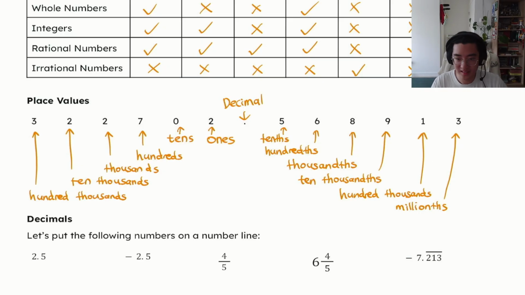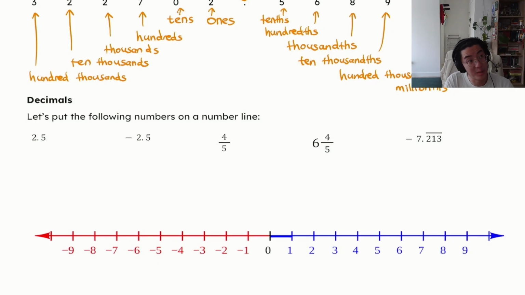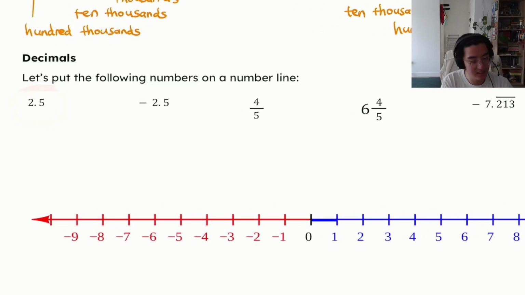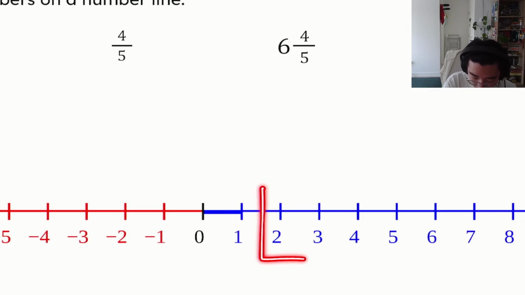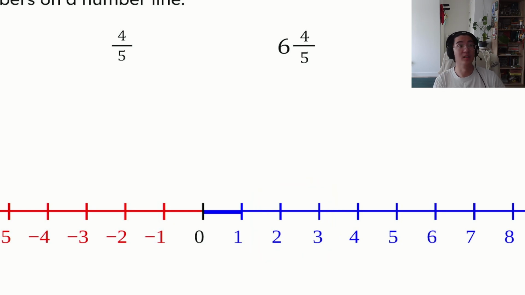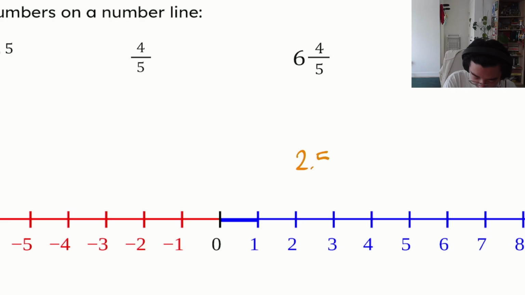So place values. Right, and of course, we can put the decimals on number line as well. Remember, decimals kind of split the number into smaller parts. So starting with 2.5 here, it's positive 2.5. So we go to 2 right here. 2.5, right? Because it's 0.5, it means that we're in the middle of 2 and 3. So 2.5 is somewhere right here.